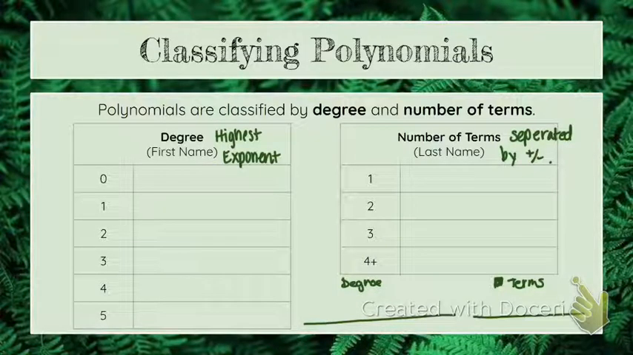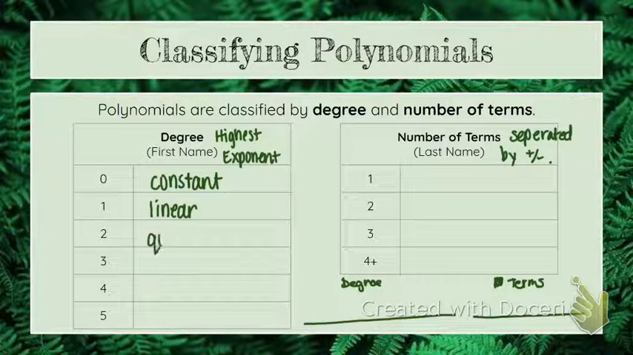So the first name that goes with each degree, so if we have something to the 0 power, remember it just equals 1, so that polynomial would just have numbers in it. It wouldn't have any variables. And this is called a constant function. If the highest exponent is 1, it is linear because the graph of that kind of function would look like a line. If the highest exponent is a 2, it's called quadratic.